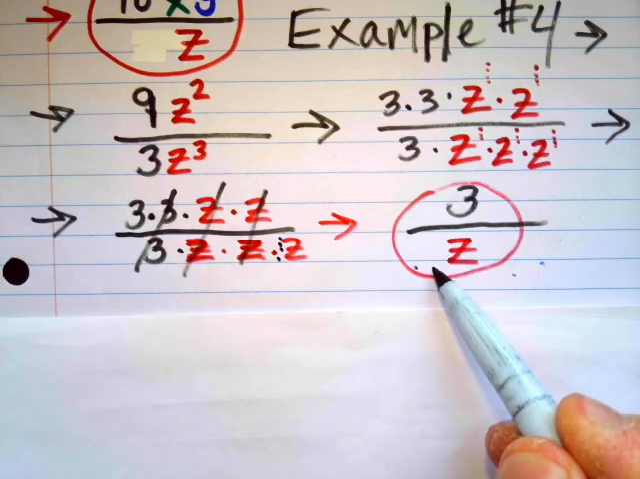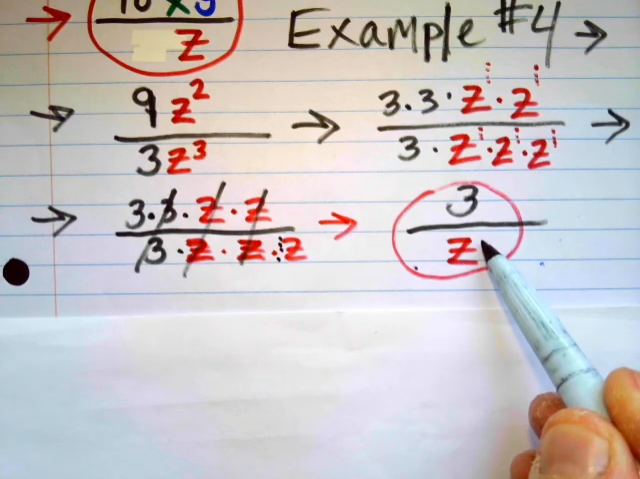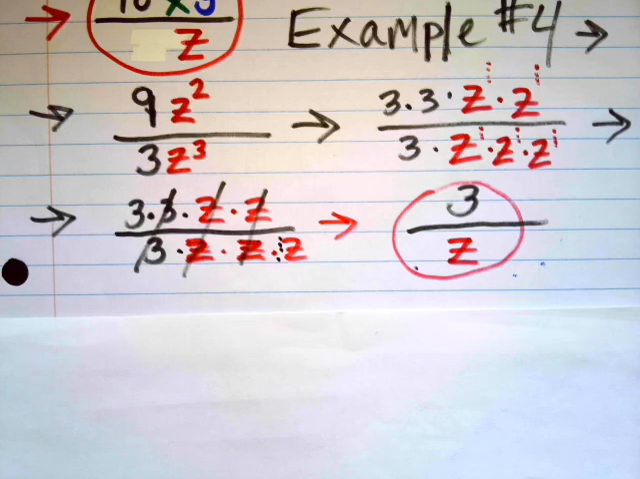You could put a 1 in front of that z if you like. You could put a 1 in that exponential place for that z, but you don't have to. 3 over z and 3 over 1z to the first power all mean exactly the same thing.